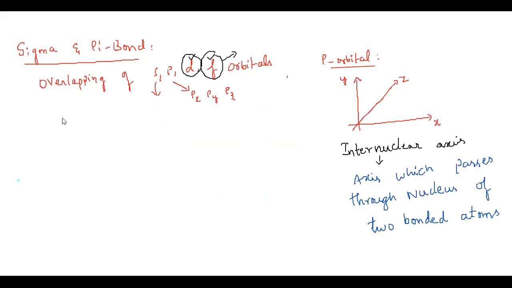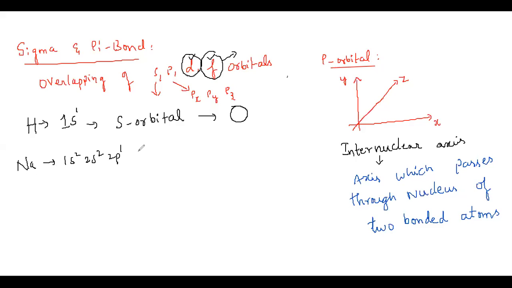So now, if I take hydrogen, it has the 1s electronic configuration, which means it has an s orbital here, and the shape of this is going to be spherical. And if you move on to sodium, which is of larger size than hydrogen, you know the electronic configuration of that. Again, you can see the outermost shell in both cases, and in the last shell, you can see the s orbital is present in both cases.